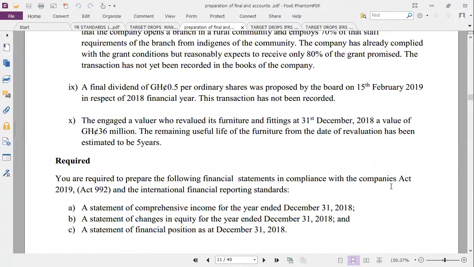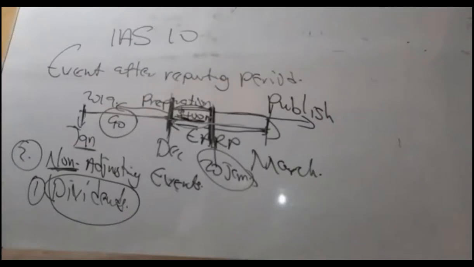Have you seen? Now they confuse us that this transaction has not been recorded, so we have to record it, right? No, this is a non-adjusting event. So you do nothing. A dividend proposed after the year end, even if it's for that year, is non-adjusting. So this footnote will not be part of the game. So that is the end of IAS 10, events after the reporting period. Great, we are done. Now let's move on to the next standard.